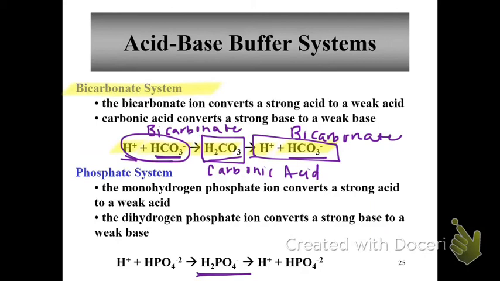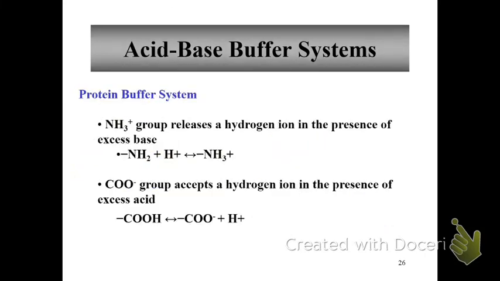But that's just the way that the buffers work. They switch the ions around so that you can regulate your pH. Okay, and then the third one is the protein buffer system. Proteins are going to have nitrogen in them. The amine group, the NH3 group, releases the hydrogen ion in the presence of excess bases. So the amine group right here plus the hydrogen makes NH3. And then the carboxyl group right here, COOH, accepts a hydrogen in the presence of excess.